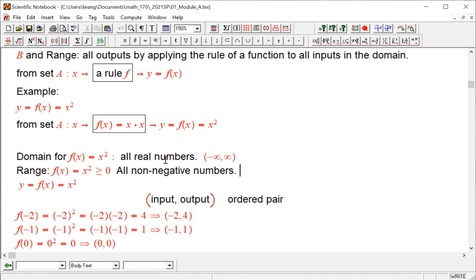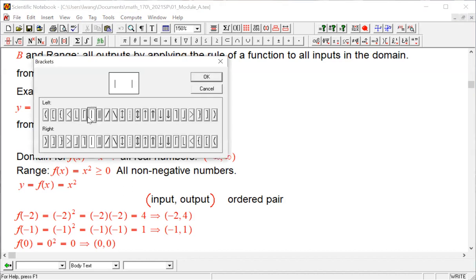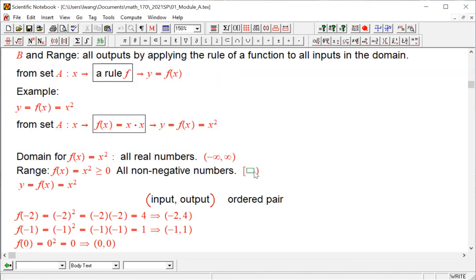There's also an interval notation. The interval notation would be from 0 with a bracket to positive infinity. The positive sign is optional, of course, and you don't have to have it, but you could have it. That's not a problem.